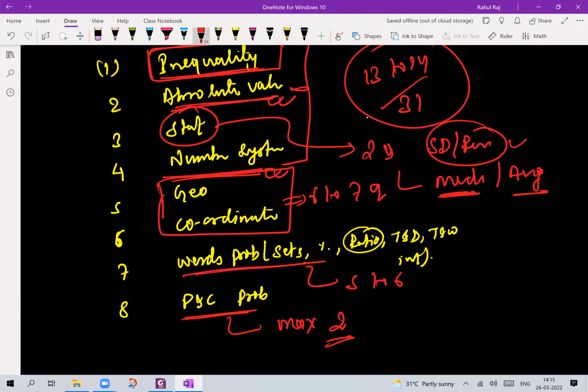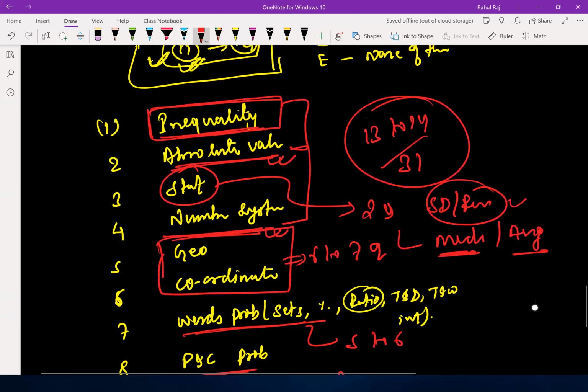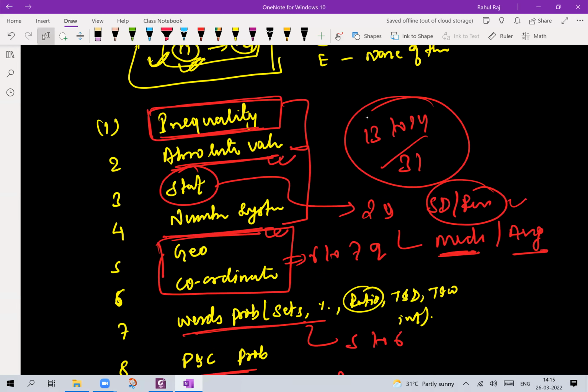So this gives you a bifurcation of 31 questions. Imagine how important algebra is. Inequality, absolute value, number system, these are all parts of algebra. So you have to be really good at this chapter for sure. Once you are good in inequality, you can expect that absolute value and number system are taken care of. And if you are good at these 3 chapters, you are done with 50% of the quant section.